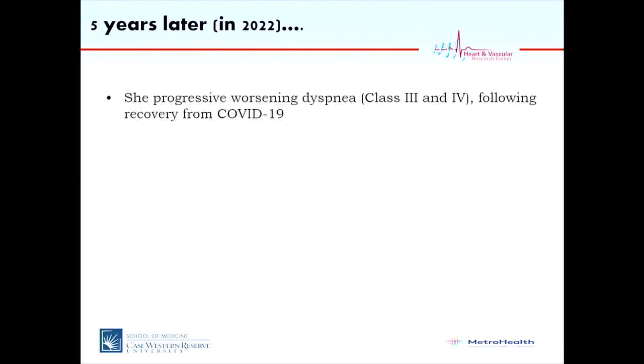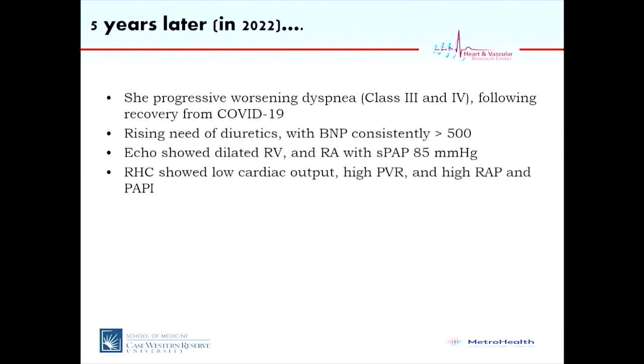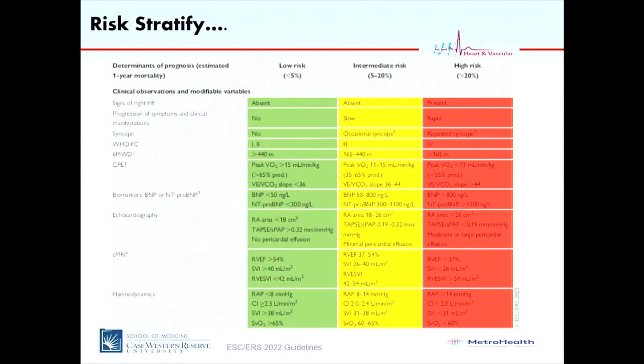She did well for 5 years. Five years later, she presented after she recovered from COVID, and she's now functional class 3 to 4, with rising diuretic need and high BNP. Echo showed the RV started to dilate and is failing because systolic PA pressure went up. We admitted her to the hospital and repeated her right heart catheterization, and now she has low cardiac output and high PVR. So what's the next step?